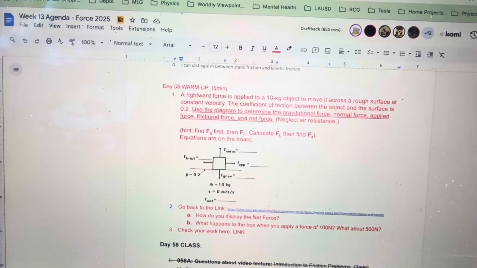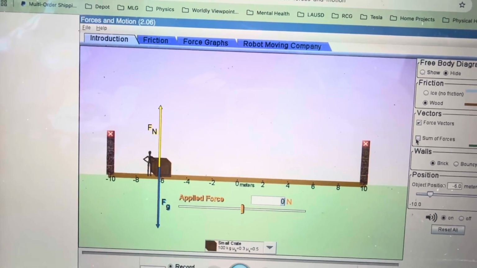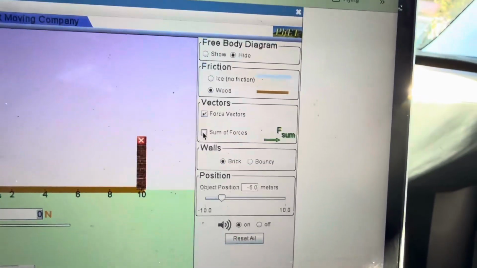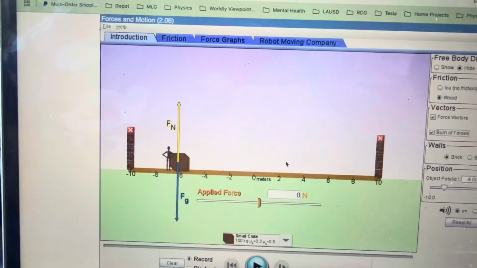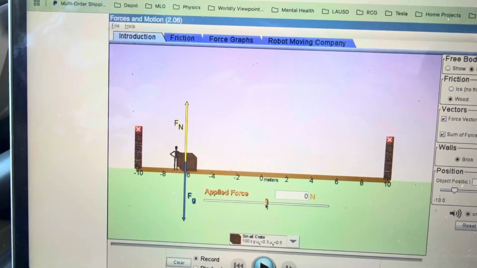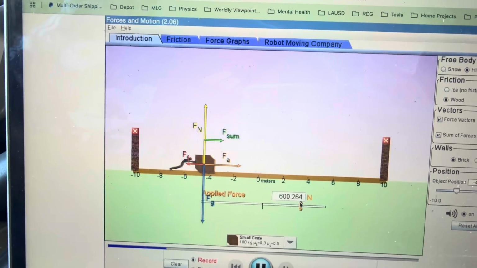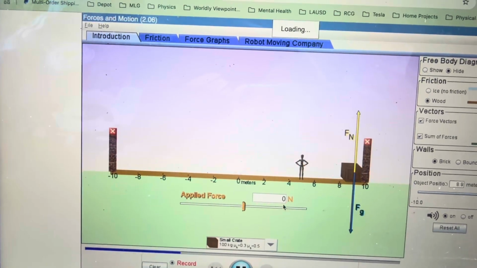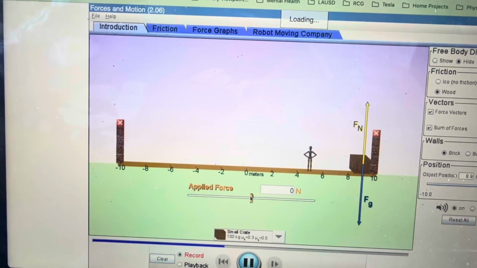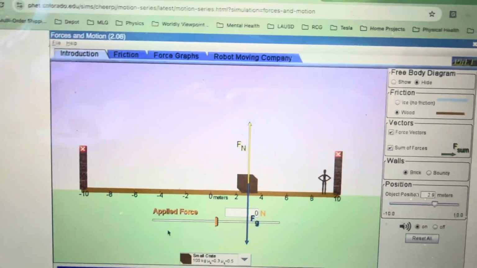Once you open the sim to display the net force, you'd want to click on sum of forces over here on the right. And when you do that, you will see a total of the forces if there is one. We can apply a force and see the net force. There it is. See, it shows up. Once I unbalance the forces by accelerating this thing, I get a net force, and I unbalance them again.